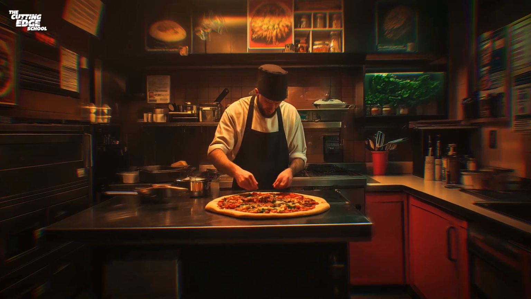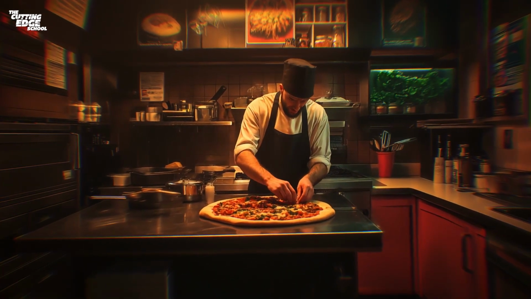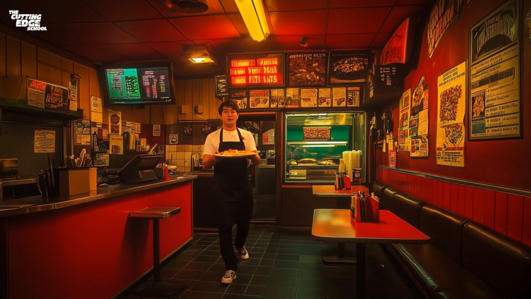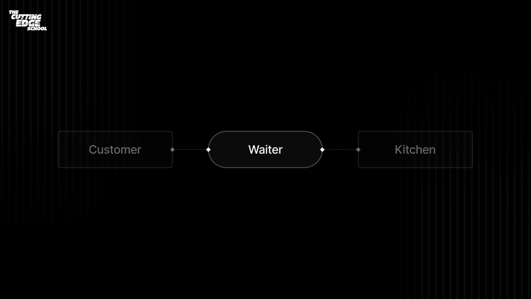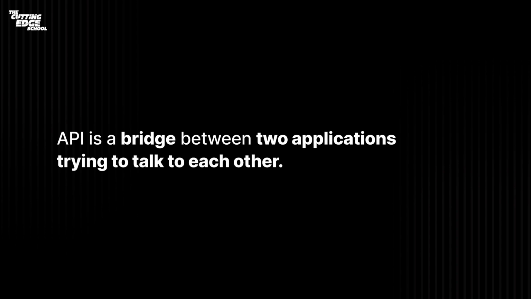The waiter will understand your order and walk to the kitchen and tell the staff what to cook. The kitchen will fetch all the ingredients and prepare the pizza. You as a customer will not worry about where the ingredients are, how are they cooked, or how are they served. You will simply ask the waiter and expect the waiter to bring the fresh pizza. Just how the waiter is a bridge between the customer and the kitchen, an API is a bridge between 2 applications trying to talk to each other.